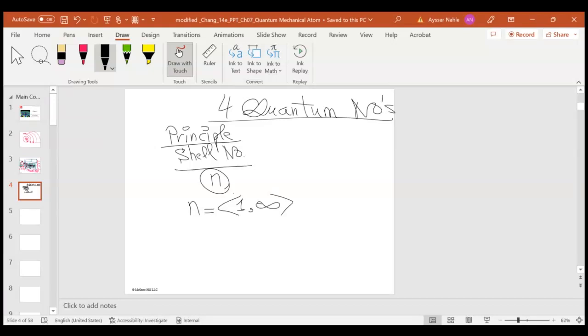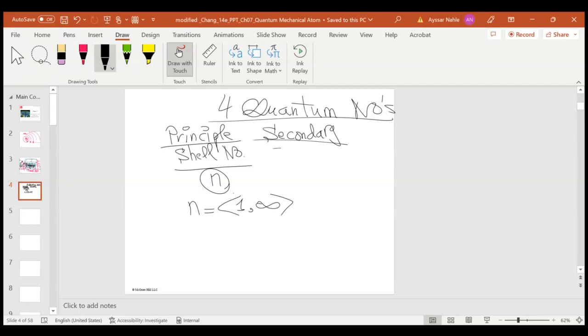Remember, floor number 50, how many rooms does it have? 50 rooms. Floor number 1000, how many rooms? 1000. And the rooms are getting smaller and smaller, okay? This is the shell number. It goes 1, 2, 3. Now we don't have more than 7 floors, up to now.